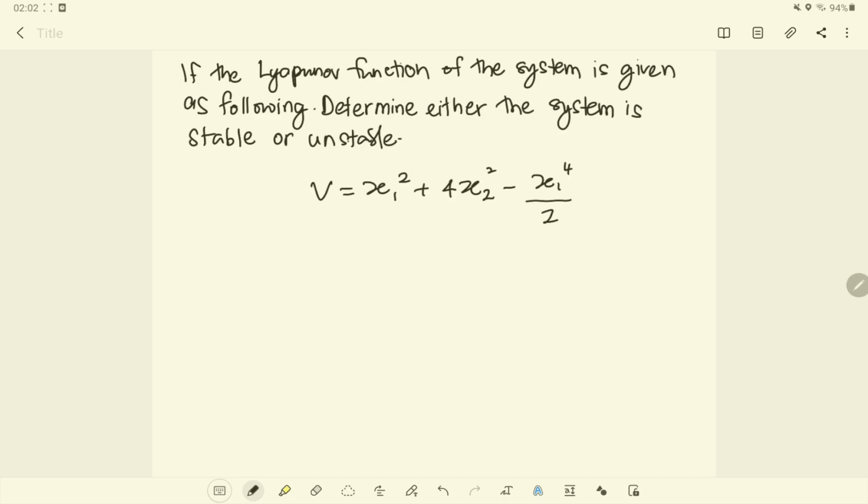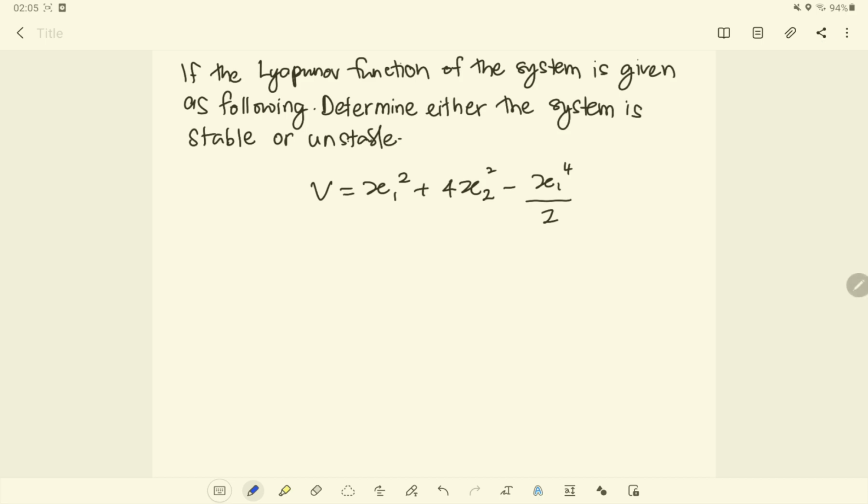Now, examples of Lyapunov. This is a past year question. I extracted this from, I can't remember which semester. If the Lyapunov function of the system is given as follows, determine whether the system is stable or unstable. These are nonlinear systems, the order is greater than 1. You cannot factorize it, even if you expand the equations. So obviously we have to use Lyapunov to determine whether the system is stable or unstable.